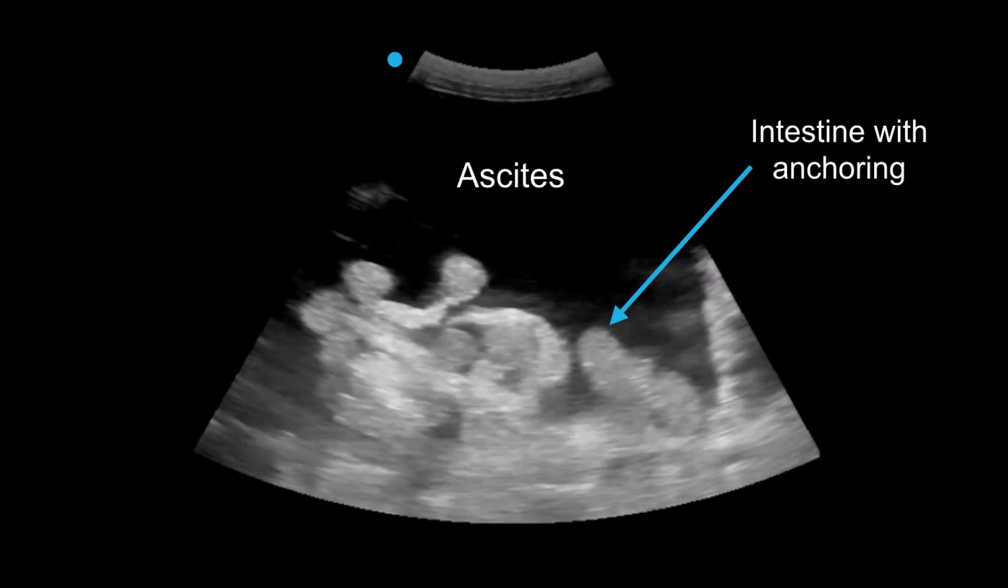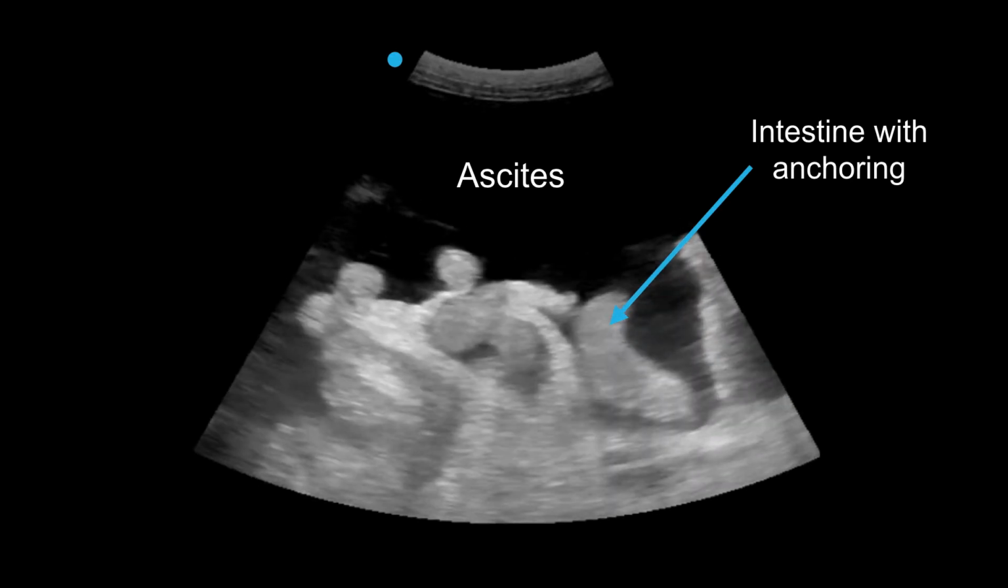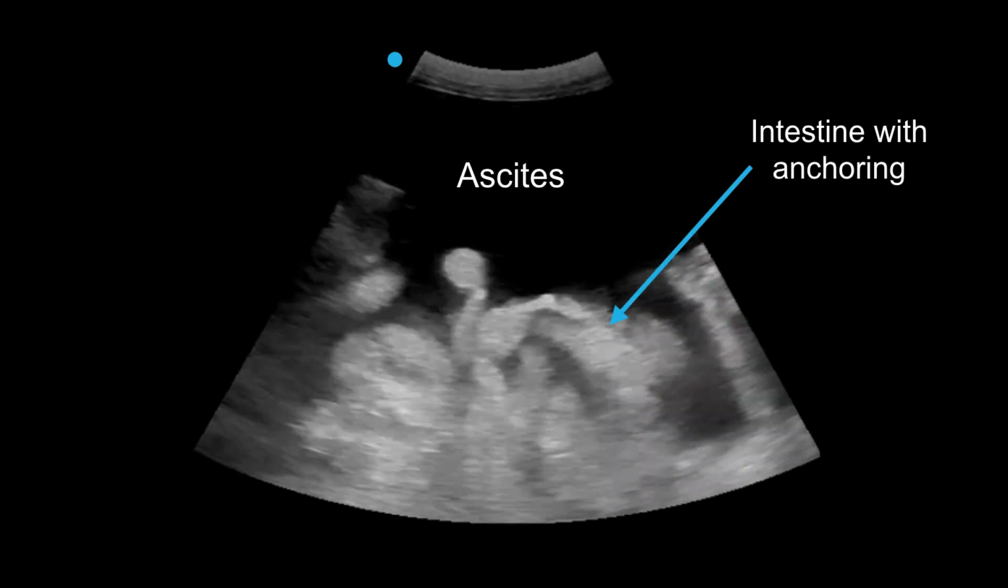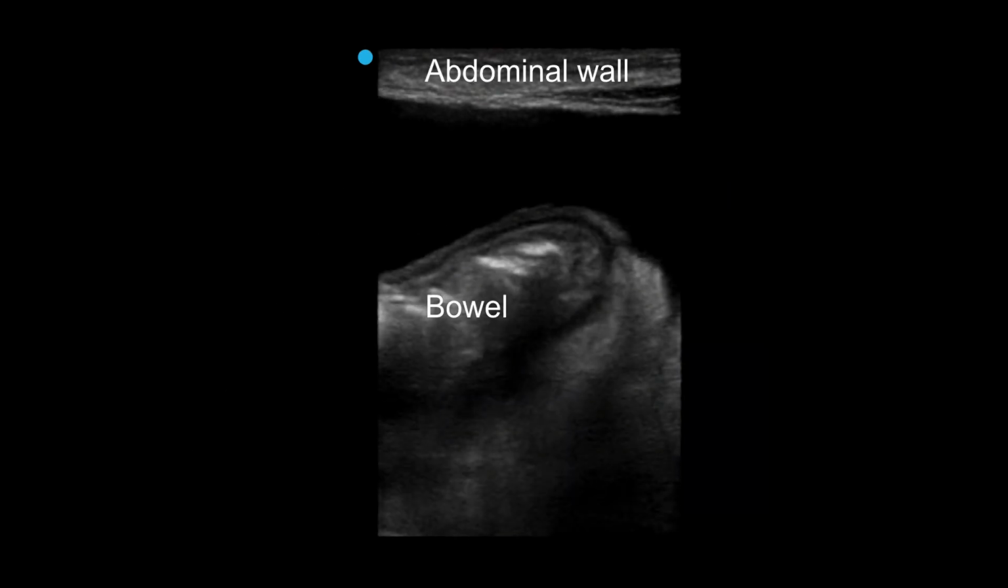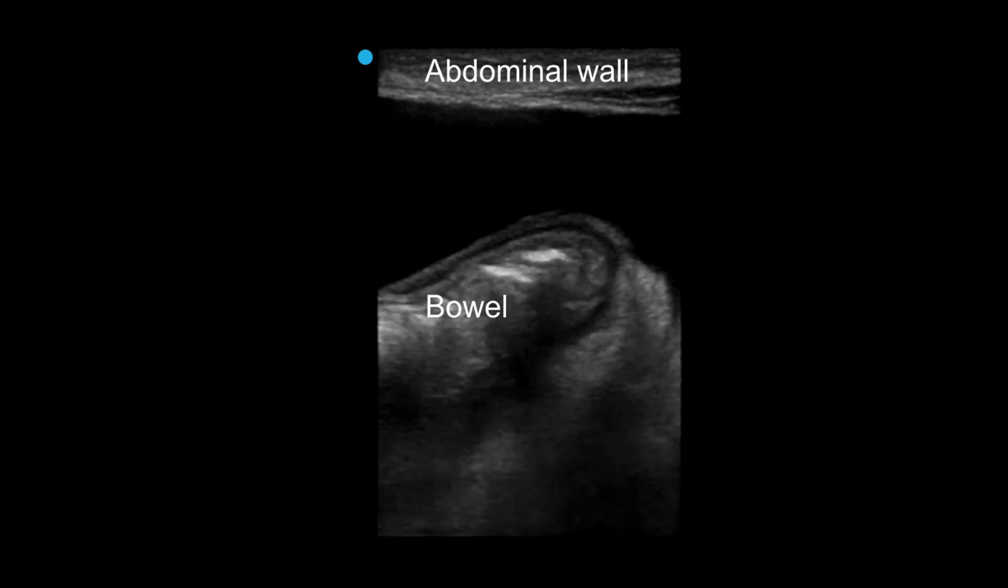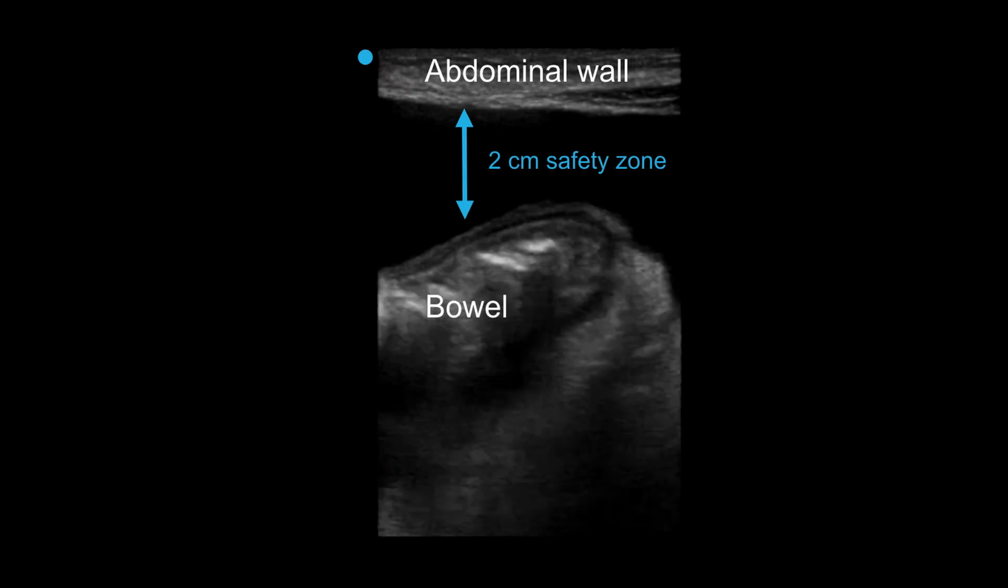Once you've identified a pocket that you're satisfied with, I would encourage you to now switch your probe from a low-frequency probe to a high-frequency linear probe. Performing your procedure with a high-frequency probe will offer you the optimal resolution. Before you start your procedure, you want to actually measure out that you have at least 2 centimeters of a safety zone before you have any bowel or intestines in your way.